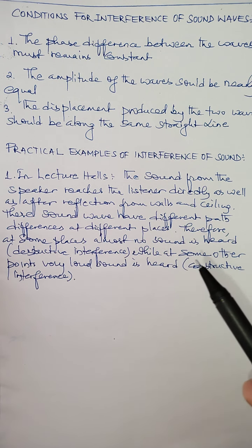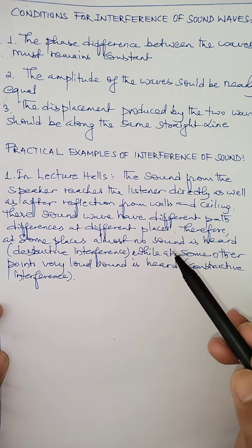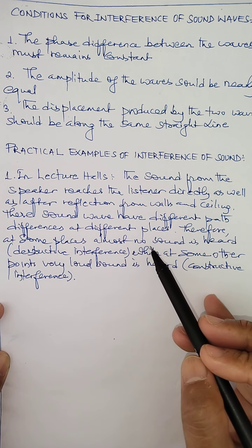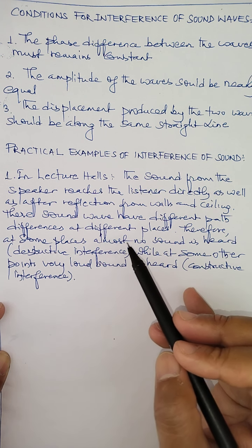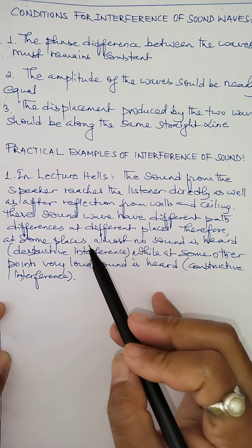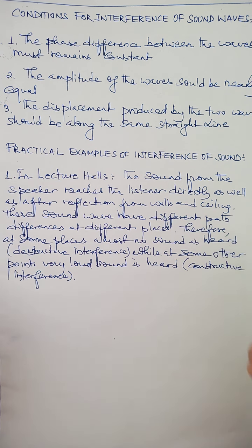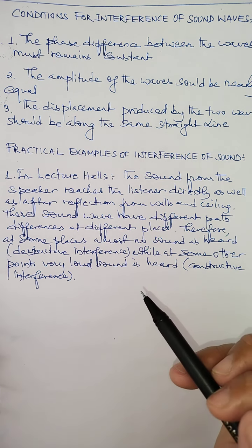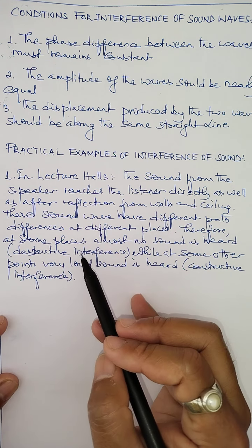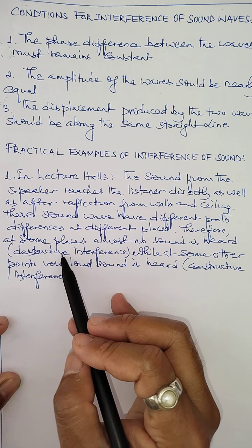So when these two sound waves meet at different places, there will be a place where almost no sound is heard, and that leads to destructive interference. Why is almost no sound heard? Because the two sound waves superpose each other in such a way that the intensity of sound becomes almost zero, or minimum also. So that leads to destructive interference.